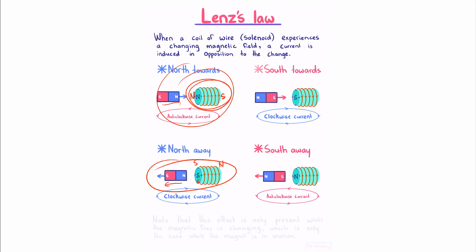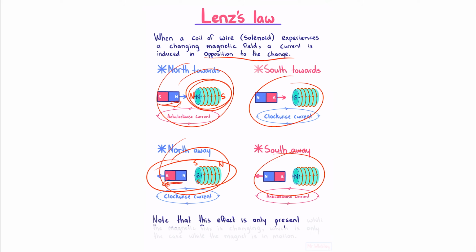And so in each of these 4 examples, the current and magnetic field induced in the solenoid is trying to oppose this change. If you're trying to bring the magnet towards the solenoid, it's going to repel it, and if you're trying to take it away, it's going to attract it. Note that this effect is only present while the magnetic flux is changing, which is only the case while the magnet is in motion. So if the magnet isn't in motion, we don't have a change in magnetic field, and therefore we don't see any effect.